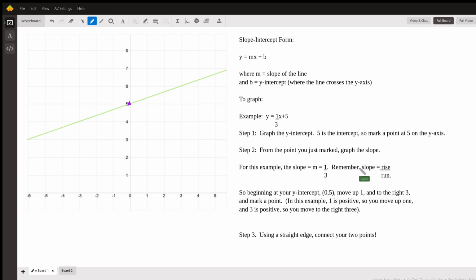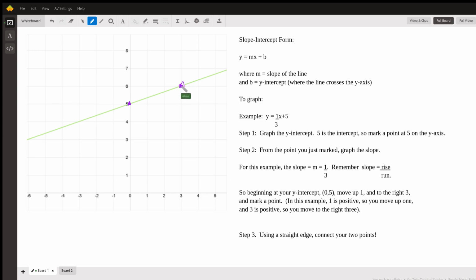So if you remember, slope is equal to rise over run. That simply means that from this point, we're going to move according to our slope. In this case, we're going to move a rise of 1, or up 1, and then a run of 3, moving in the x direction. So we're going to move 1, 2, 3. And that's our second point. I'm going to mark it here. That's a very big mark.